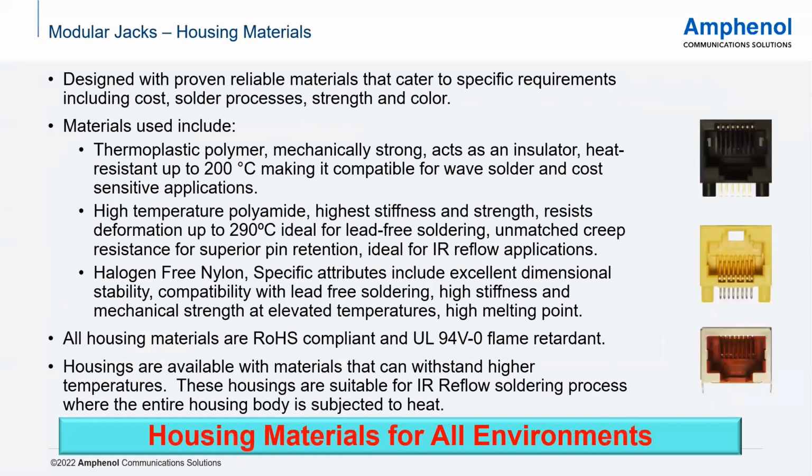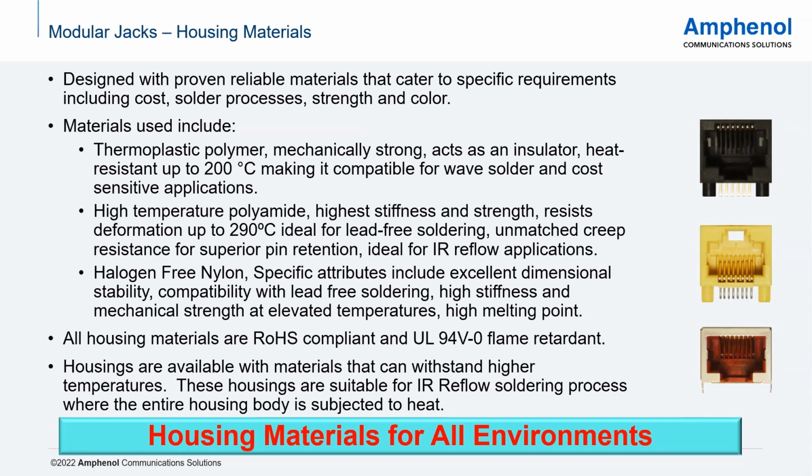When it comes to housing materials, we have 3 basic types of materials. One is the thermoplastic polymer, which is a very basic one, which can be heat resistant up to 200 degrees centigrade, and which is very good and compatible for simple wave soldering applications, which are more cost sensitive applications. When it comes to reflow soldering, or you want a high temperature application, then we offer our high temperature polyamide, which can go up to 290 degrees centigrade.